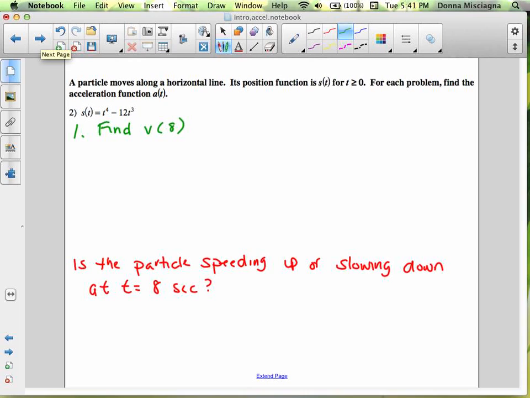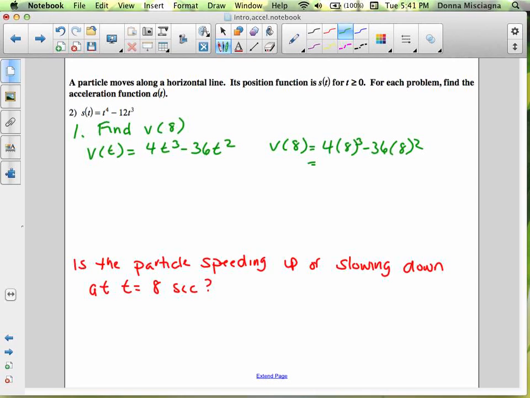So v of t is the derivative of the position function. That will be 4t cubed minus 36t squared. I thought it was the same equation, but I realized no, it's not. Then we want to plug in 8 seconds, and then we'll take the second derivative. So v of 8 is 4 times 8 cubed minus 36 times 8 squared.